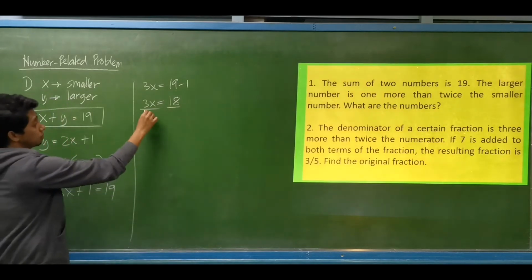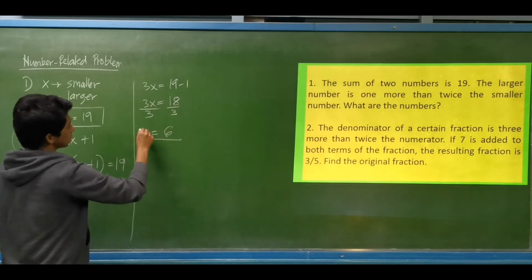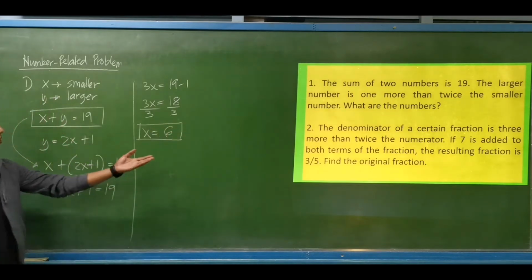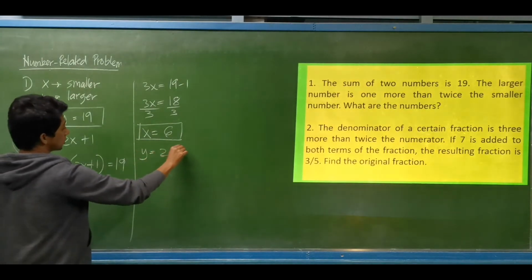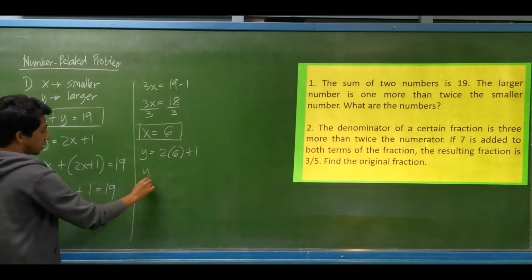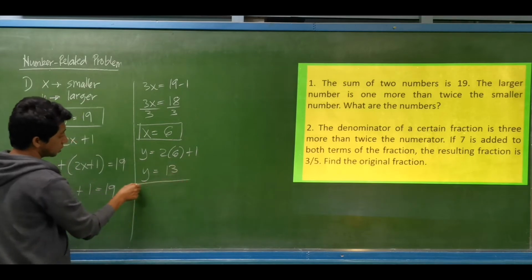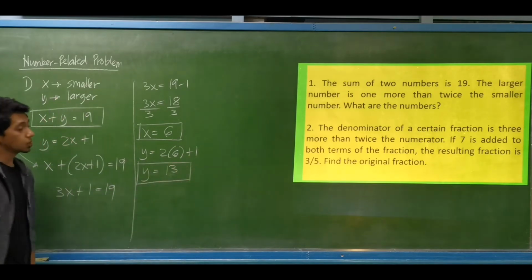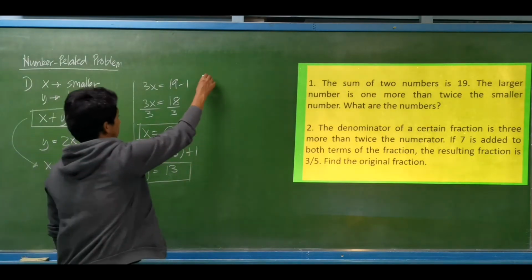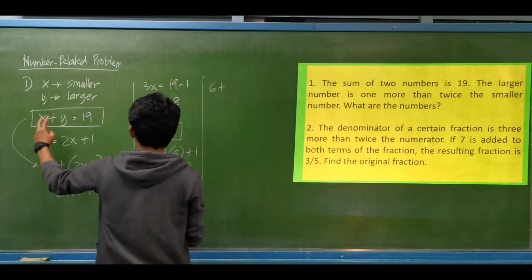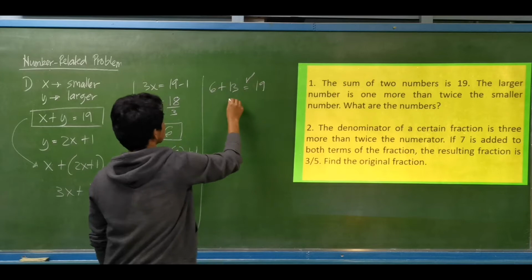Dividing both sides of the equation by 3, we have the value of the smaller number. This is now equal to 6. So this is one of the answers. For the second number, all we have to do is substitute: y is equal to twice of 6 plus 1. So we have y is equal to 12, 2 times 6 is 12, plus 1, this is 13. So the numbers are 6 and 13. If you have to do the checking, we have 6 from the first statement plus 13 is equal to 19. That is correct.